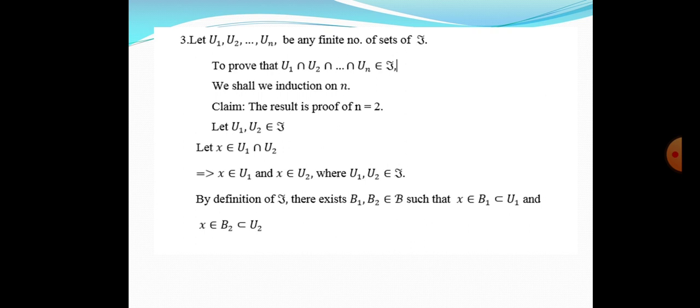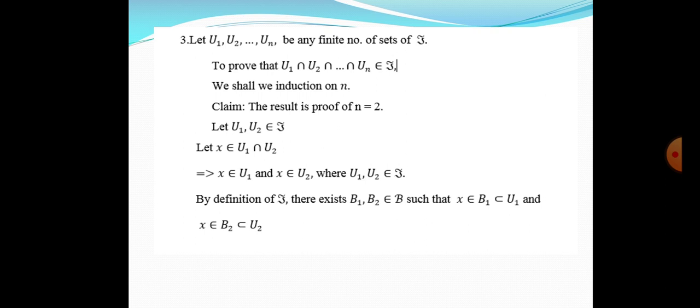Two elements. Okay, earlier we took n elements. Now we take only two elements, that is u1 comma u2, because n equal to 2. We are going to prove it by the induction method. So n equal to 2. Let u1, u2 belong to tau. Let x belong to u1 intersection u2.